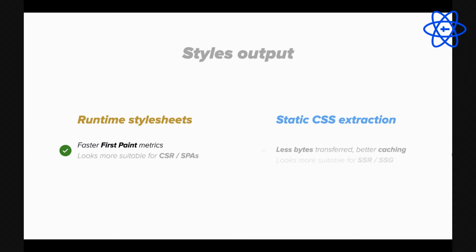gets to the browser. With static CSS extraction, on the other hand, you get fewer bytes transferred, and we also get better caching. So from my point of view, it looks more suitable for server-side rendering or static pages. So I look at them as two different methods that better suit different situations or different use cases. Of course, in the case where we have, let's say, a hybrid solution, with highly dynamic pages but also static pages or server-side rendered pages, that's where it gets more complicated and tricky.